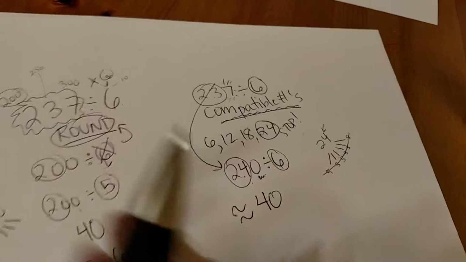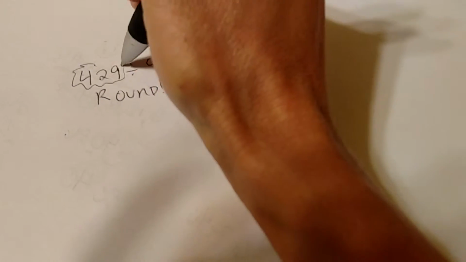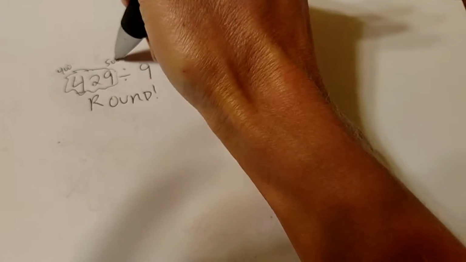So let's go with, how about 429 divided by 9? And let's do rounding first. Okay, what are we going to do? We're going to look over here. We're going to round it. We're going to look in the hundreds. It's either 400 or 500.